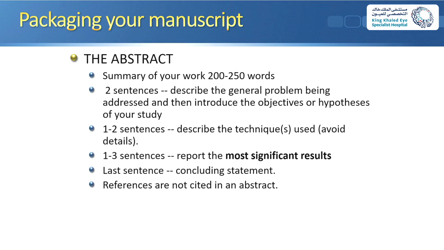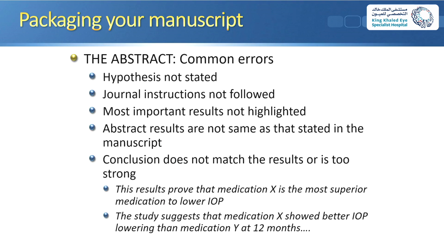And then you come to the abstract, because now you have the whole package, and you can take bits and pieces of it. Most abstracts are restricted to 200, 250 words. Dive right into the problem, addressing why you did the study, the techniques in a few sentences, the most important results, and the concluding statement, and of course, don't cite references in the abstract.